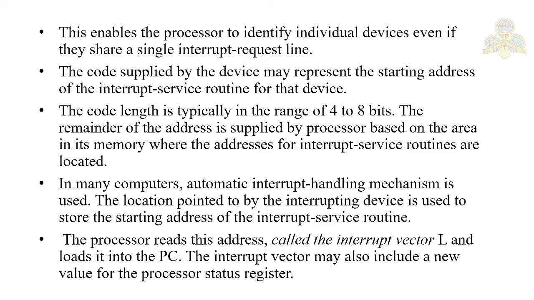Then the processor reads this address, that is the special code. This is called the interrupt vector, and it is denoted by L. This address will then be loaded into the program counter. The interrupt vector may also include a new value for the processor status register. In most computers, IO devices send the interrupt vector code over the data bus using bus control signals to ensure that the devices do not interfere with each other.